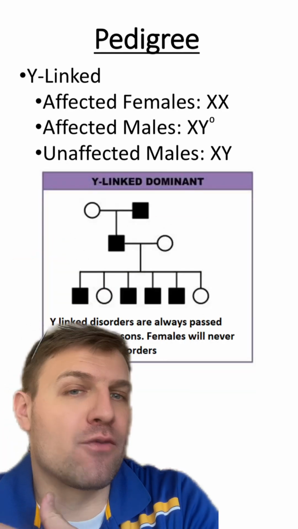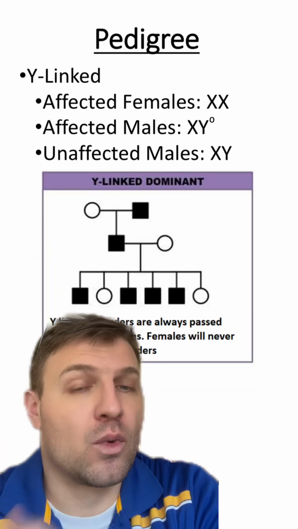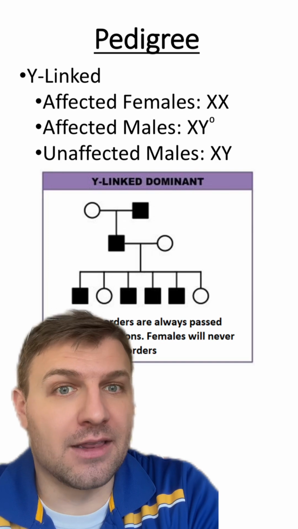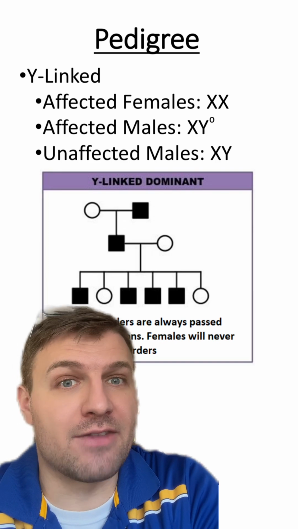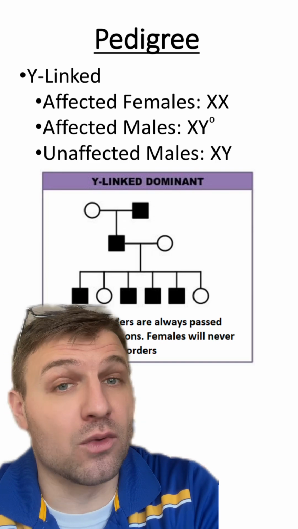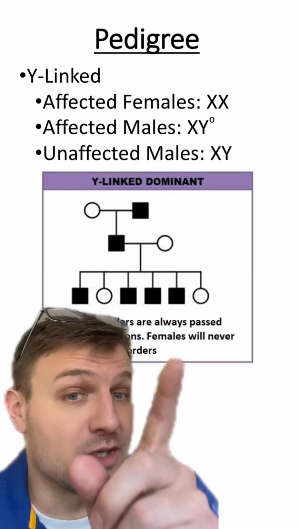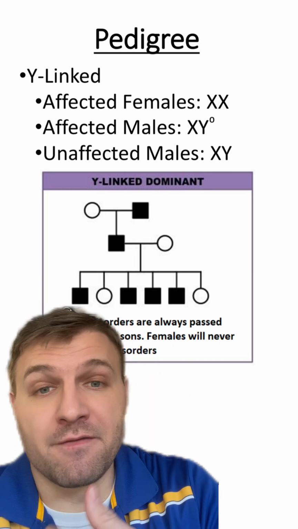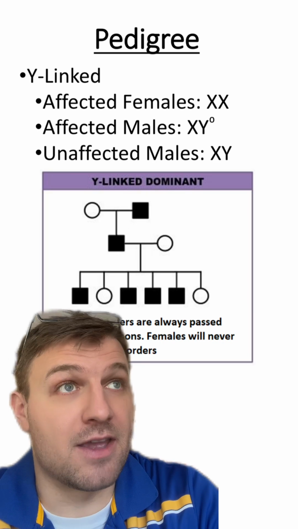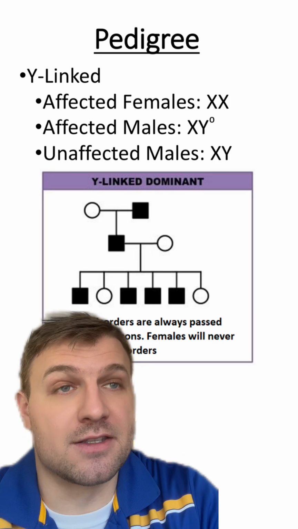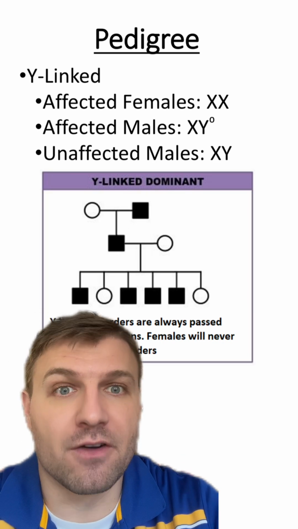And lastly, we have Y-linked dominant traits, where in this case, if you have a Y-linked trait, you're automatically going to have that since you only have a Y chromosome. So this only affects males. As you can see in the pedigree, this is passed from father to son, and every son of a male that has this will have the trait, since the Y chromosome has to be passed from father to son.